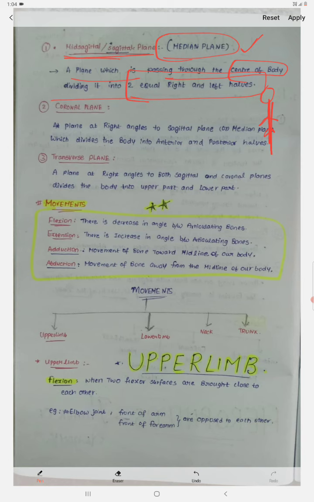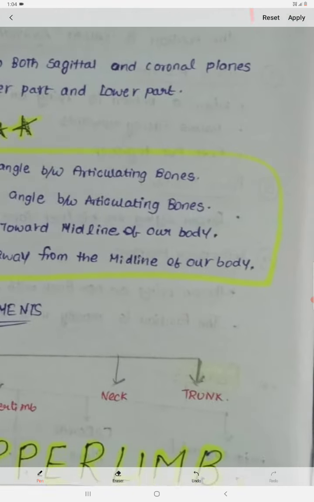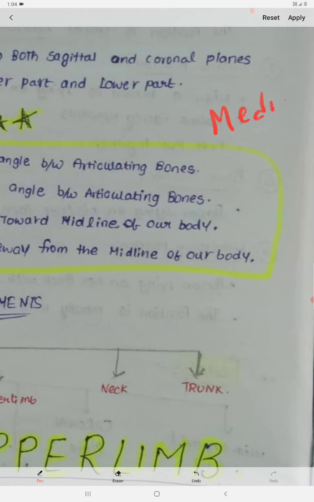So this plane, which is passing through the center of the body, is called the mid-sagittal plane, otherwise called the sagittal plane, also called the median plane. Remember one thing always, median, okay? Remember the spelling, median, not medial. Medial and median both have different meanings.